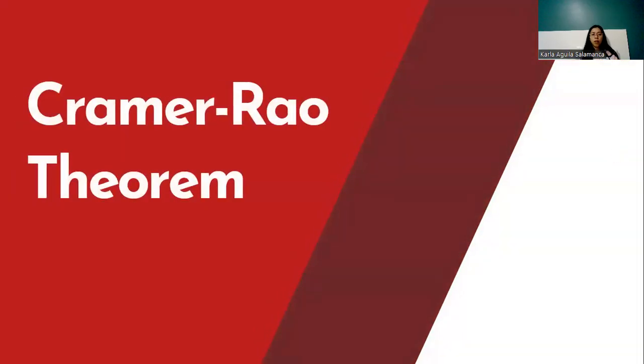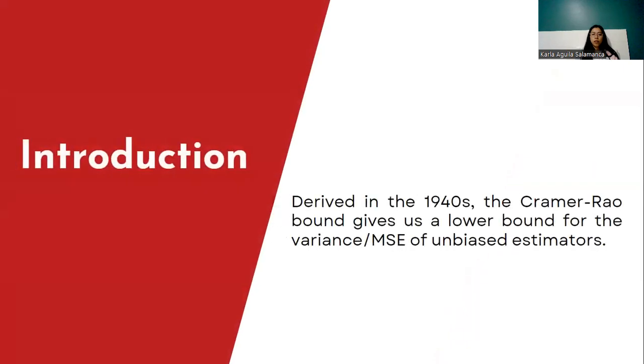Then we have the Cramer-Rao theorem. To start, we have that in the 1940s, the Cramer-Rao bound gives us a lower bound for the variance, or the mean square error, of unbiased estimators. This means that the best possible estimator for a given parameter will have an MSE dictated by the bound.